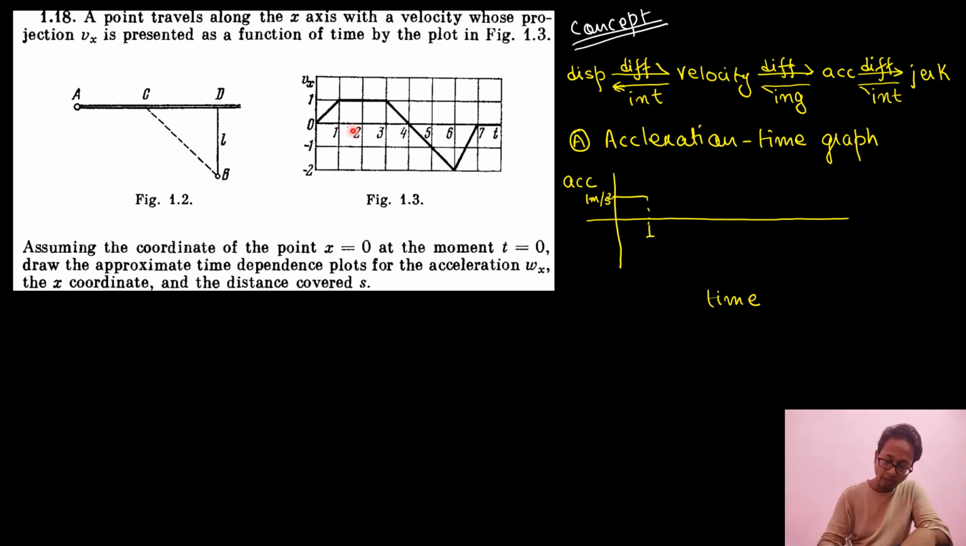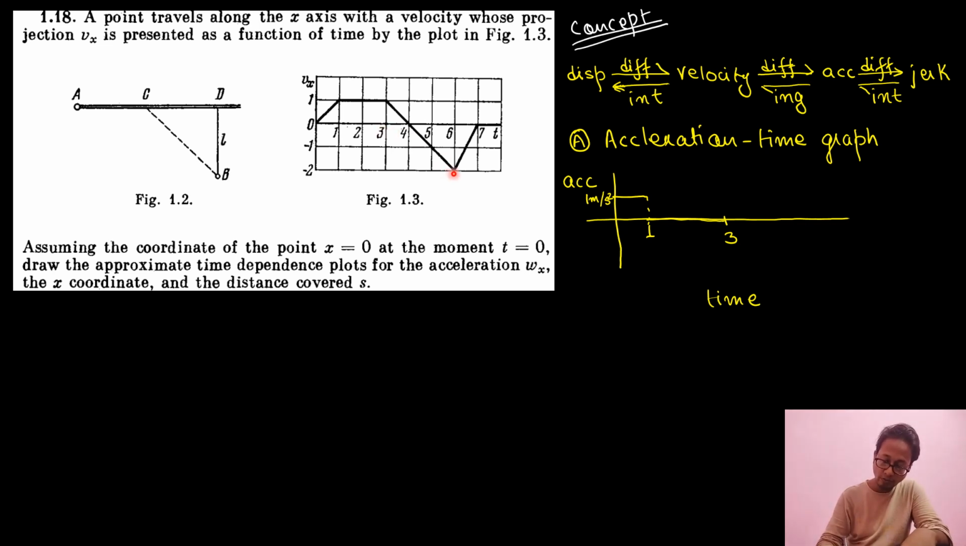From 1 to t equals 3, the velocity is fairly constant. If the velocity is constant, that means the slope is equal to 0. If the slope is equal to 0, that means acceleration is equal to 0. So from here to here, the acceleration is equal to 0.